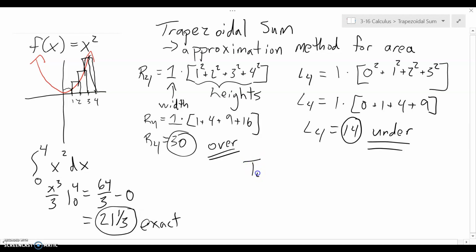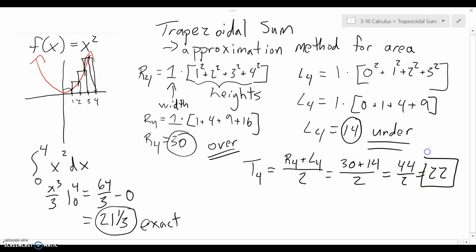But in truth, all that formula is doing is taking the right plus the left and dividing by 2, an average. So it's taking an average of your right estimate and your left estimate and then taking them together and dividing by 2, so coming up with an average. So 30 plus 14 over 2, which is 44 over 2, which is 22, which is actually a pretty darn good estimate. So you're kind of weighting a little bit over, a little bit under. And that's it. So that's our estimated value.